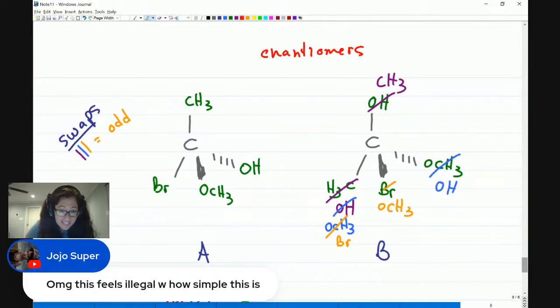OMG, this feels illegal with how simple it is. Jojo, if you can save time on the easier or the more doable things, if this can be the easy points on your exam, then now you have more mental capacity to work out the harder questions. And I mean, that's ultimately going to wind up as a higher score.